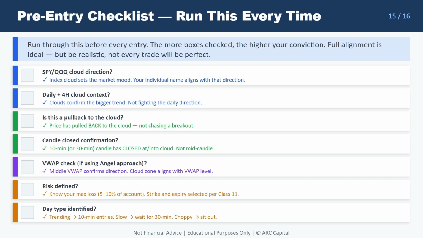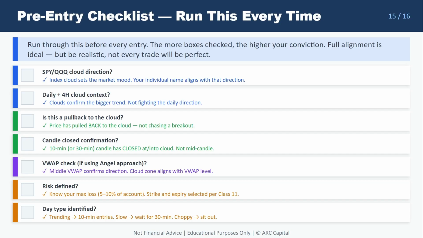Candle close confirmation: a 10-minute or 30-minute candle has closed in the cloud. VWAP check: middle VWAP confirms direction, and the cloud zone aligns with the VWAP level. Is your risk defined? Know your max loss, 5 to 10% of your account. Strike and expiration selected, which we went over in class 11.